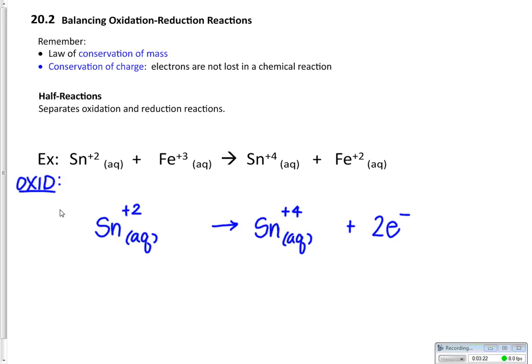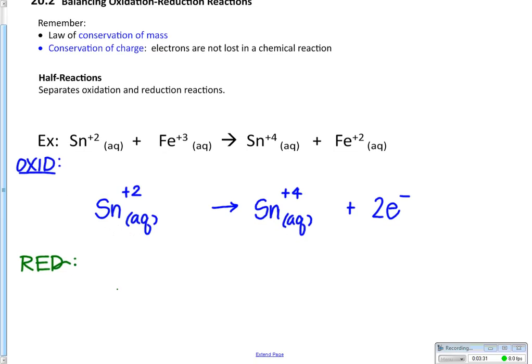So I'm going to do the same thing with the reduction half reaction. I'm going to look at what is being reduced, which is the only other species in the equation. So I have iron with a +3 charge. And then, in addition, over here I have iron with a +2 charge. So we're in the same situation we were with the tin. The iron atoms have been balanced, but the charges aren't. This time, it's the side on the left that's more positive. So on this side, I'm going to have to add only 1 electron to lower that down to a +2 charge.